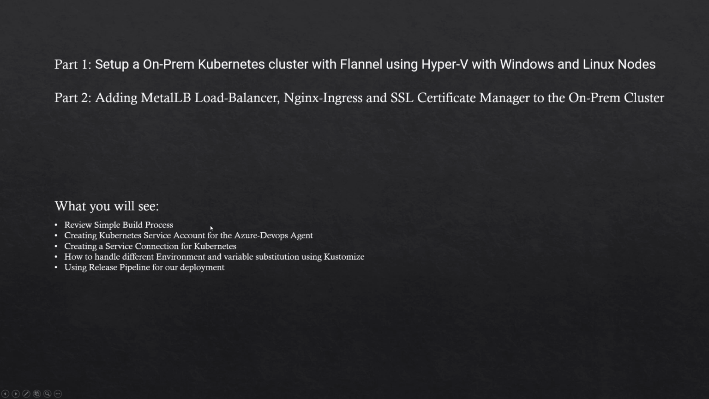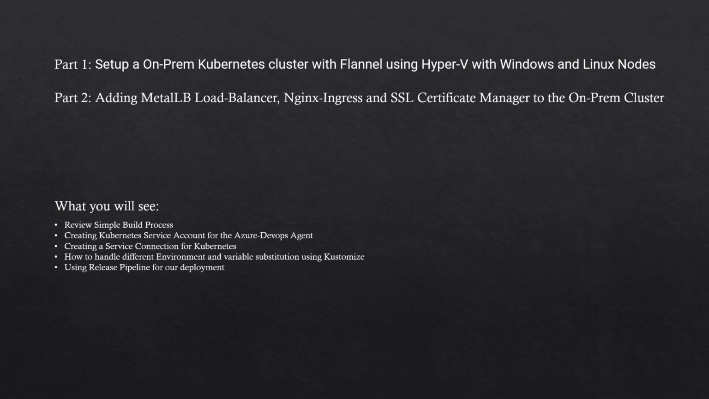In the first part of this video series, we saw how to set up an on-prem Kubernetes cluster with Flannel using Hyper-V and Windows and Linux worker nodes. In the second part, we saw how to add the MetalLB load balancer to our cluster and configure the Nginx-Ingress and how to generate the SSL certificates using the Cert-Manager.